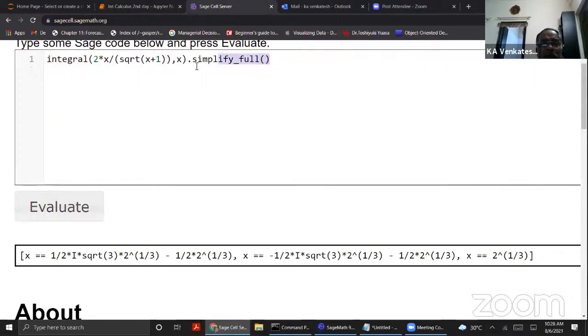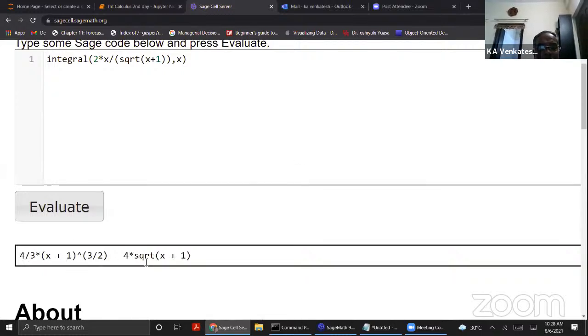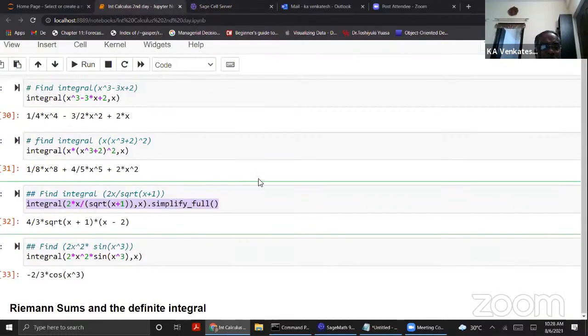I remove simplify dot. 4 by 3 x plus 1 to the power 3 by 2 minus 4 square root of x plus 1. Simplify full always gives the simplified form. Now look at this: 4 by 3 square root of x plus 1 times x minus 2.